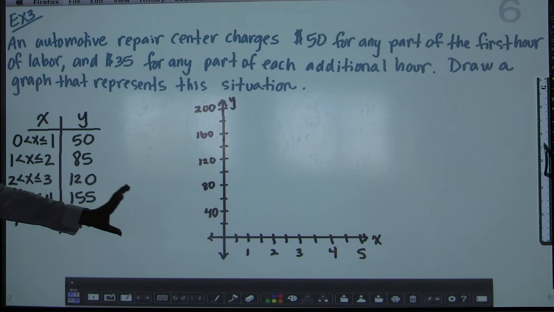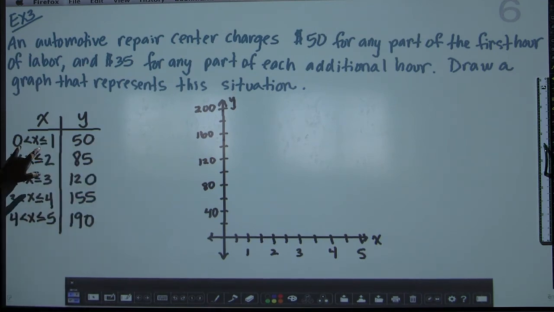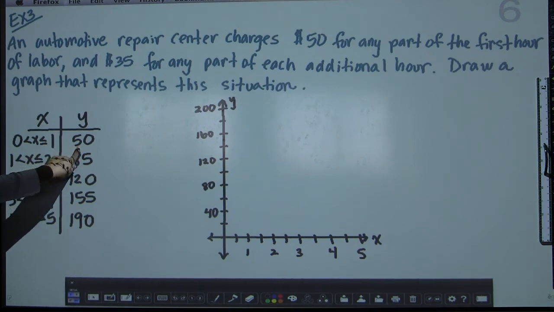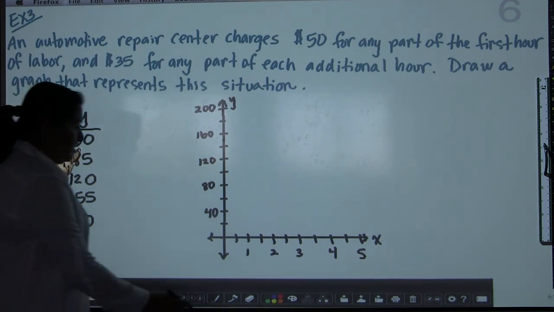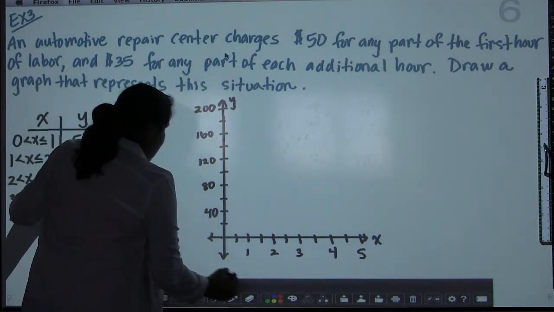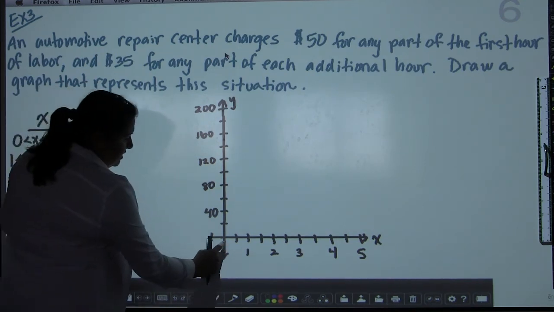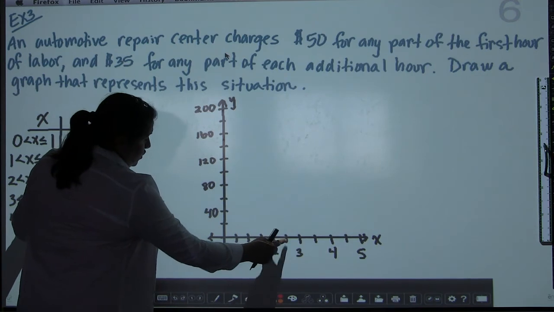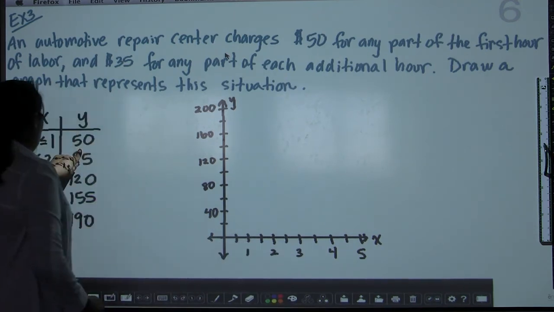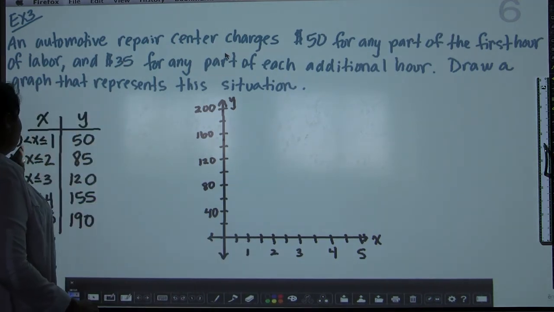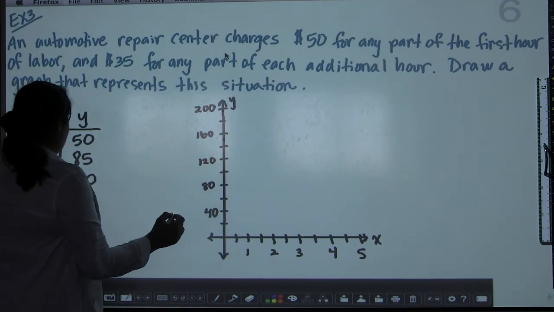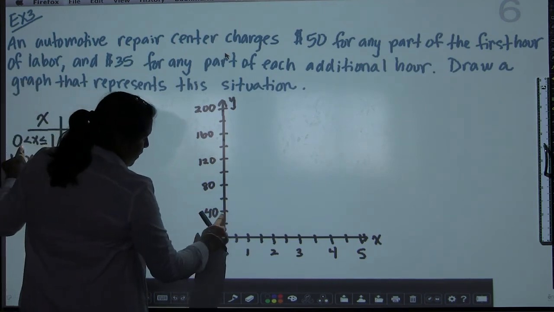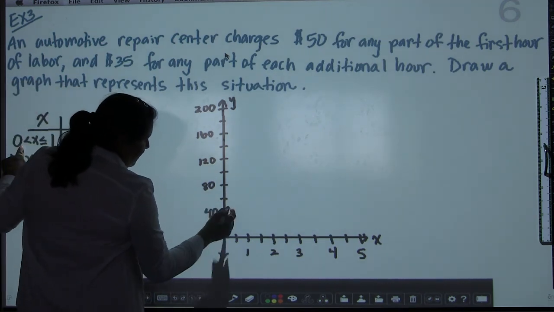So now to graph it, because it wants us to draw a graph that represents a situation, it means that anywhere between 0 and 1, my y value is always going to be 50. So I'm just going to come right over here. And here's my 0 and 1. These are by halves, right? So this is a half, 1, 1.5, 2, 2.5, 3. So there we go. Between 0 and 1, and since 0 is open, we are going to go to the 50 mark. So this is 20, 40, 60. So 50 is in the middle.